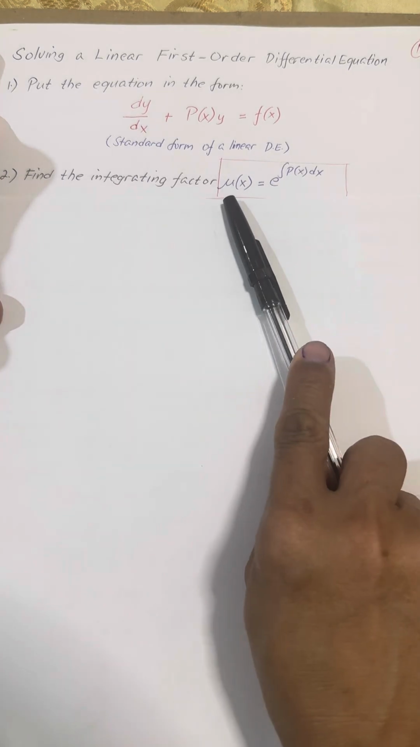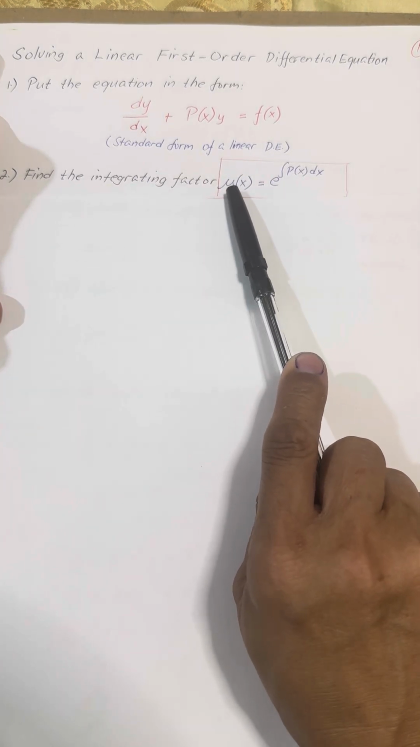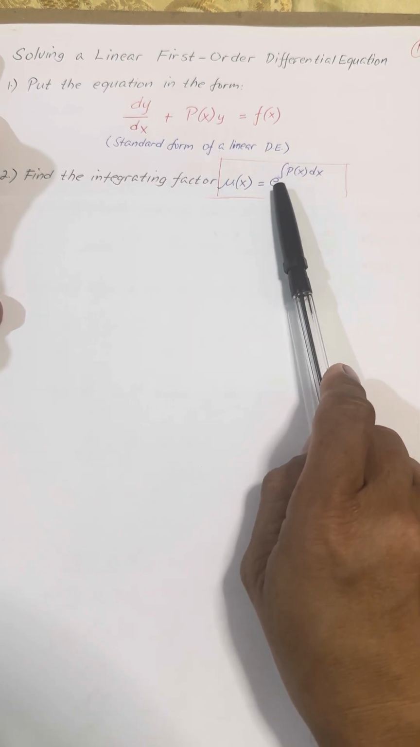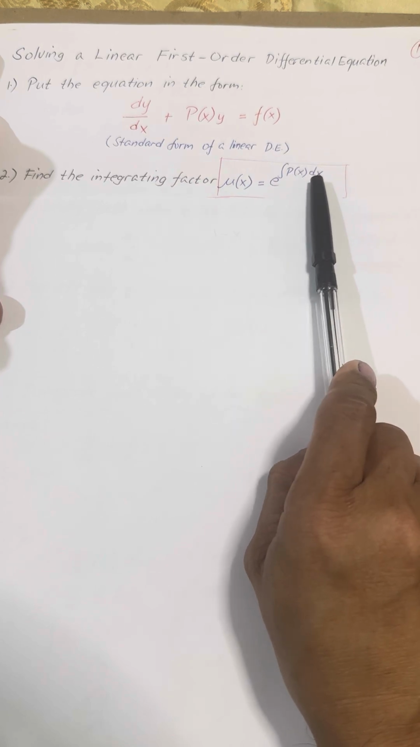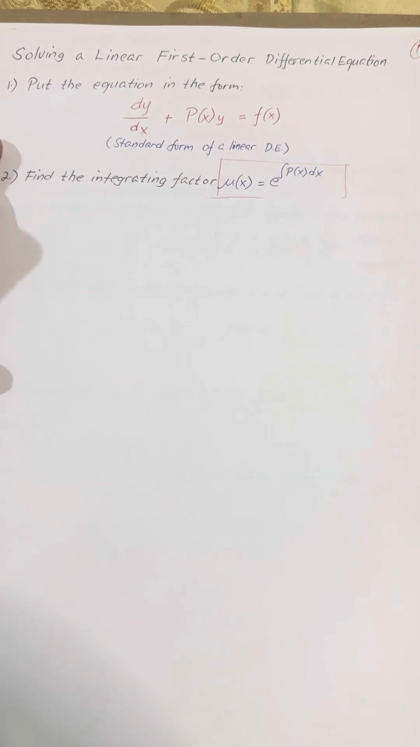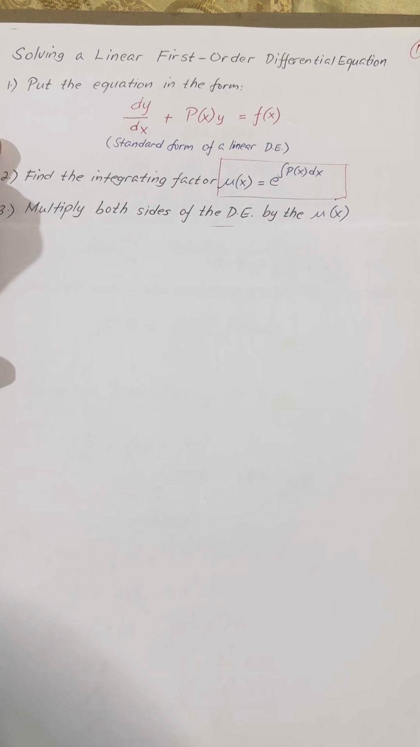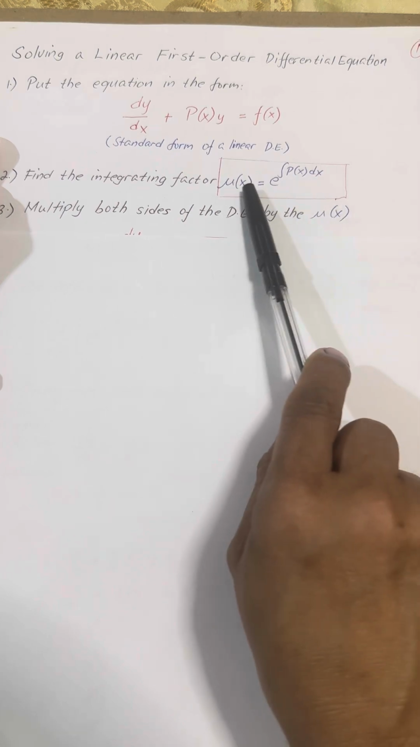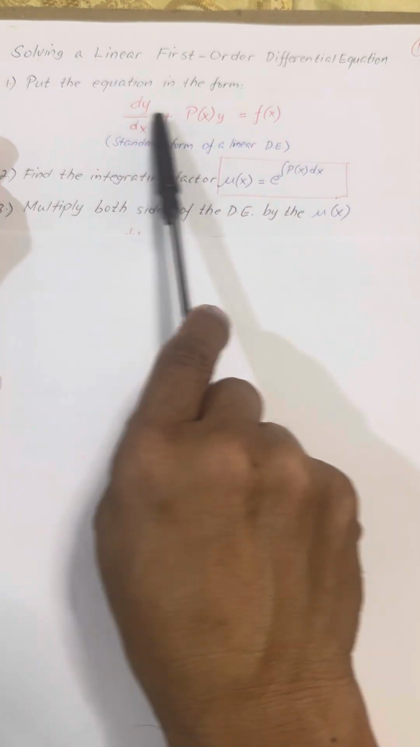Then after that, the second step is to find the integrating factor. The integrating factor takes this form: mu of x equals e raised to the power of the integral of p of x dx. Alright? Then the third step is to multiply both sides of the differential equation by this. Whatever you got from here, you multiply the result to the given linear first order differential equation.